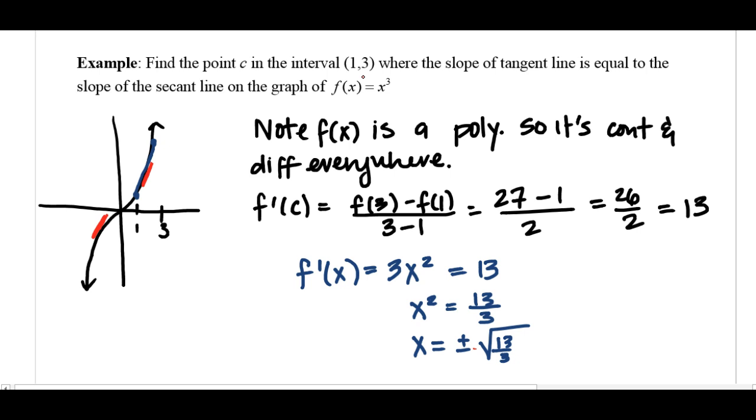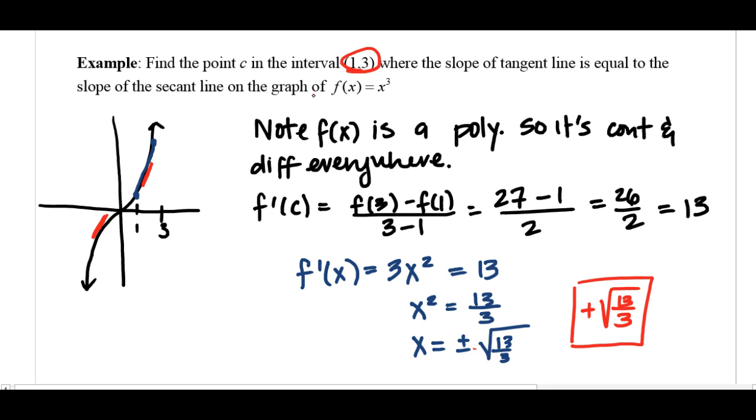But I wanted the point C in this interval. So we're basically going to ignore the negative. So the only answer is positive radical 13 over 3. And that's the number that satisfies the conclusion of the MVT, which is, in words, what this problem is asking me to do.